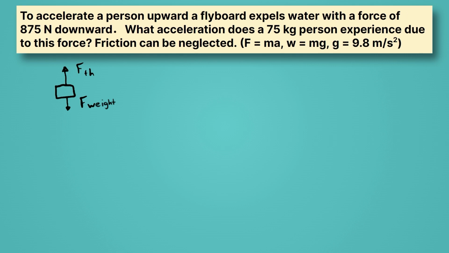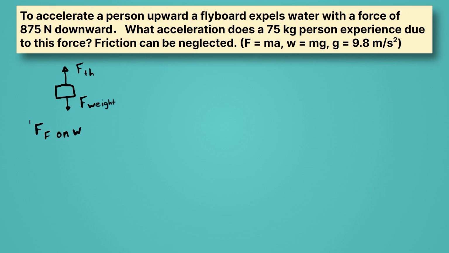We're just going to think about the forces on the man, which is the force of thrust and the force of his weight. Okay, now let's identify our knowns and unknowns. So what do we know? Well, we know the force of the flyboard on the water. Okay, so we have the force of the flyboard. So we'll put F on W.